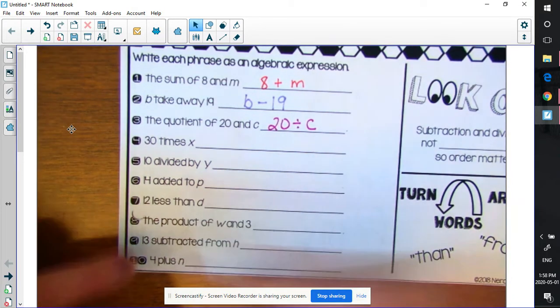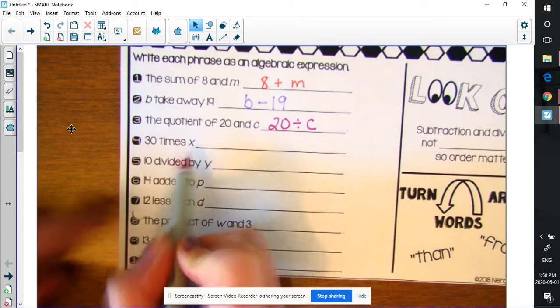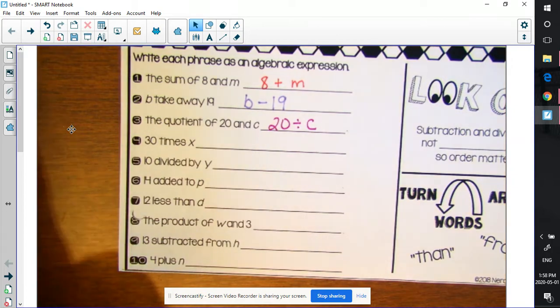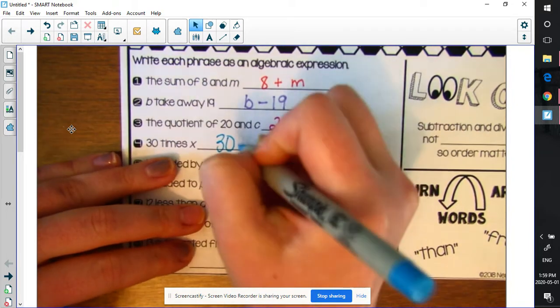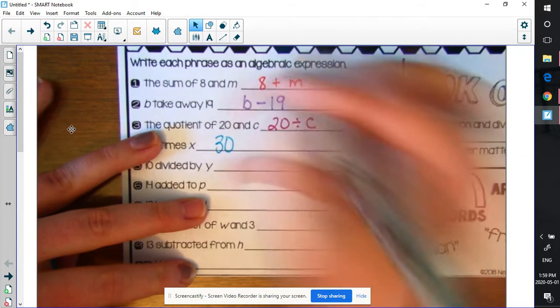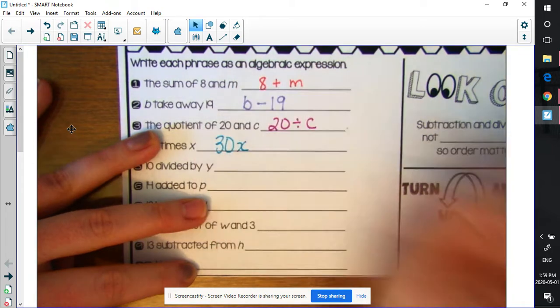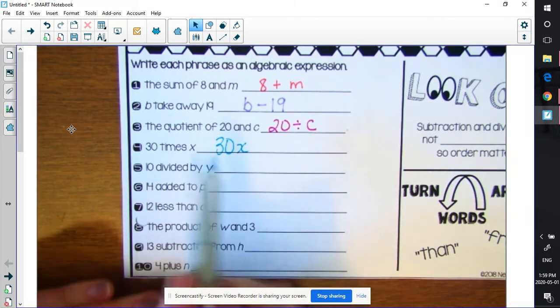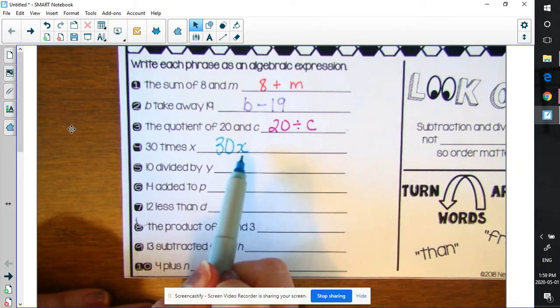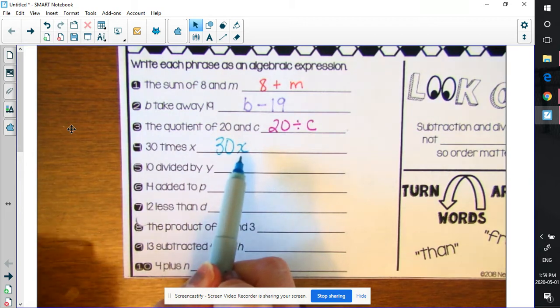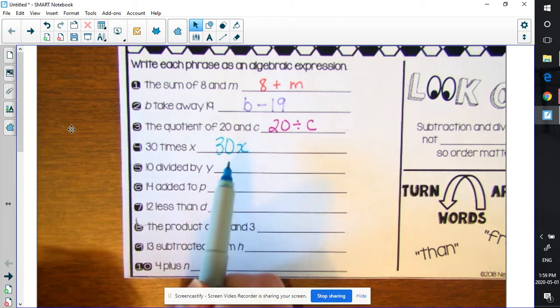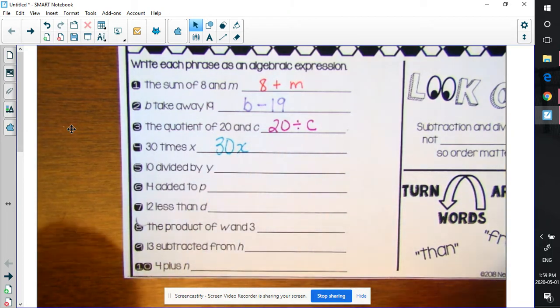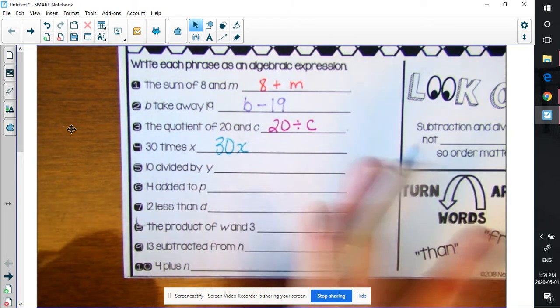The next example, 30 times x. So times, that means multiplication. So I'm going to do 30, and I'm not going to write times x. I'm just going to write 30x. Because remember, when there is a number beside a variable, that already means multiply. So if I did 30 and then a little times symbol x, I'm being a little repetitive. So 30x would be the best answer.